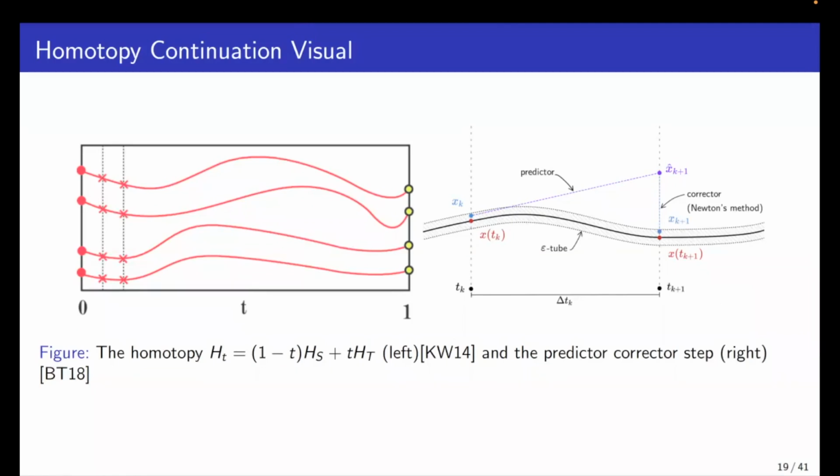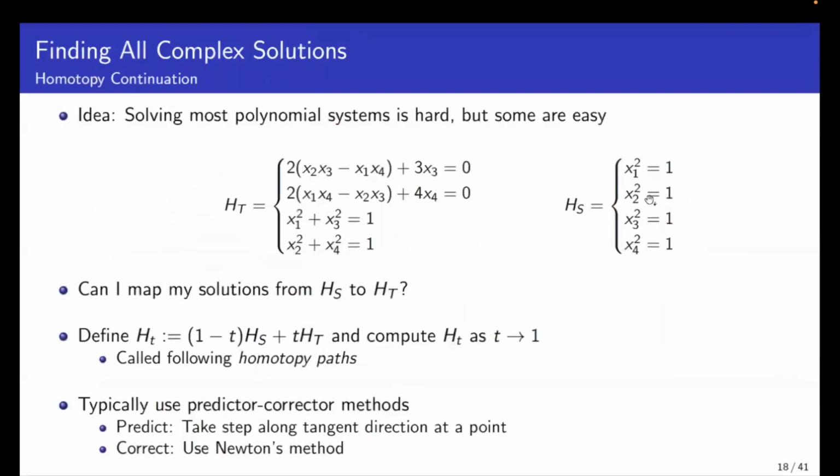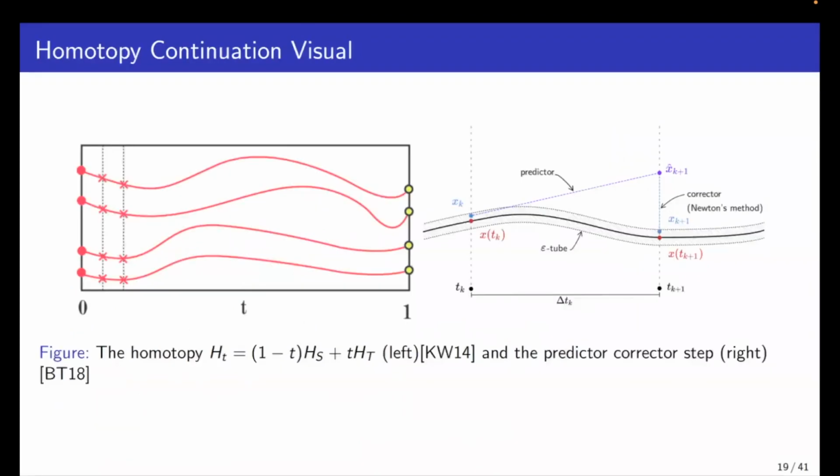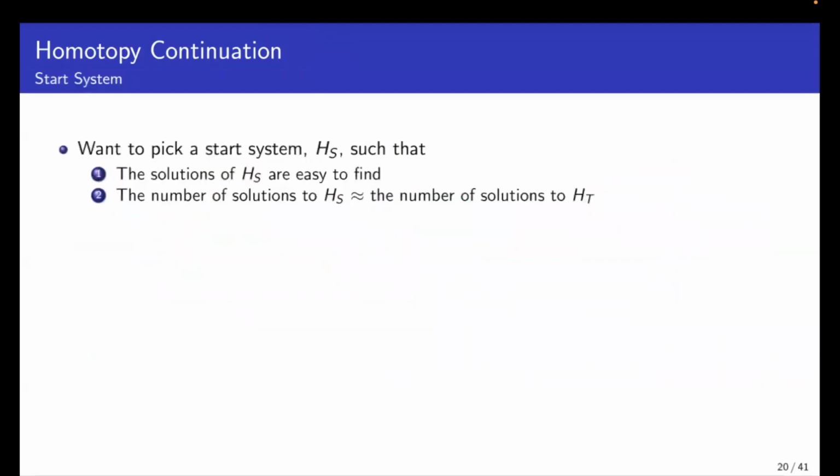But the one remaining task is how to pick this start system. If you remember from my example here, I gave you this start system and I said, look, I know all the solutions to this one. Well, that's not enough, because there are lots of polynomial systems in 4 variables where I could write down all the solutions. So the question is how do I pick a good start system?